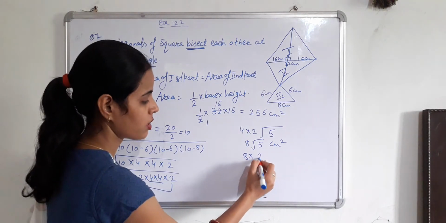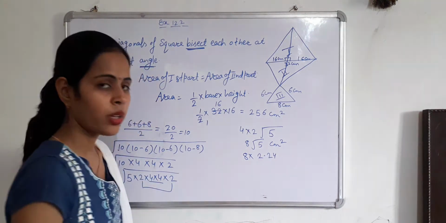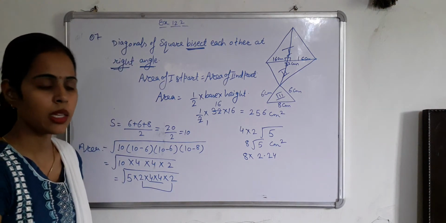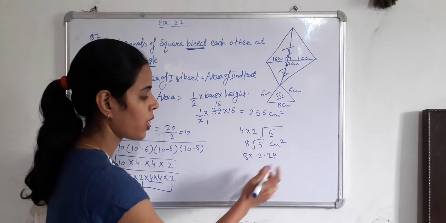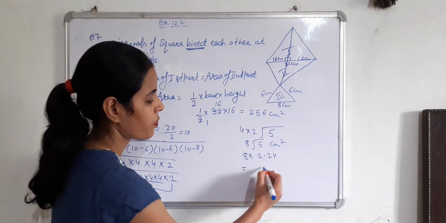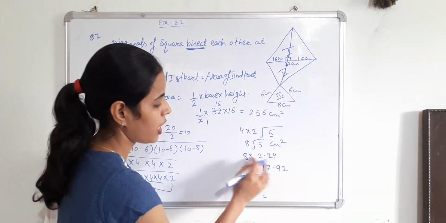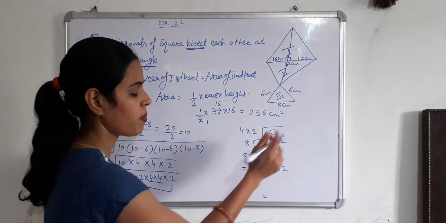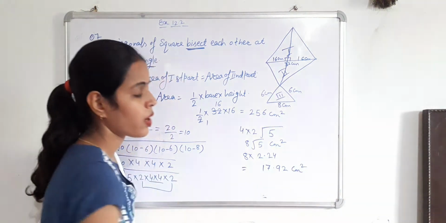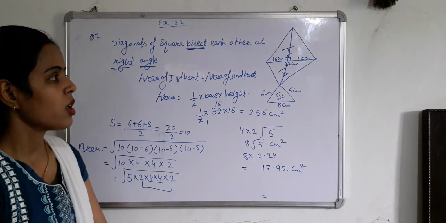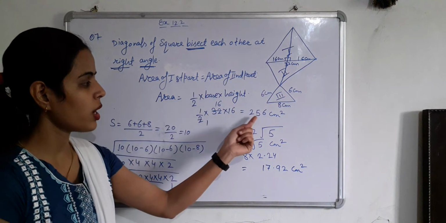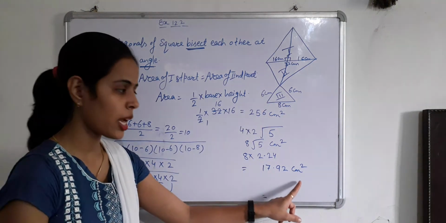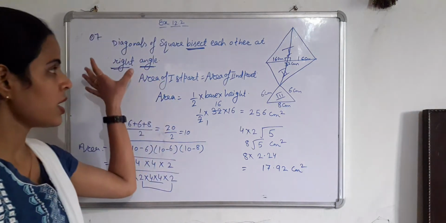Value of root 5 is 2.24. Value of a root can be calculated with the help of the long division method. You have already read this in your previous class. Now value of root 5 is 2.24. 8 into 2.24. 8 4 32, 3 carry. 8 2 16 plus 3, 19. 1 carry. 8 2 16 plus 1, 17. 17.92 centimeter square. So area of first part and second part are 256 centimeter square and third part is 17.92 centimeter square. Question number 7 is complete.